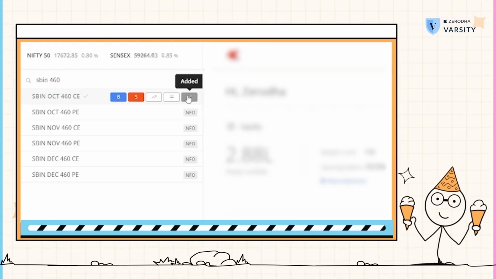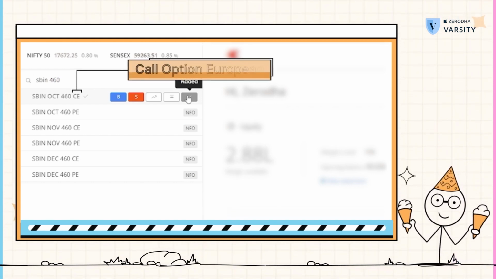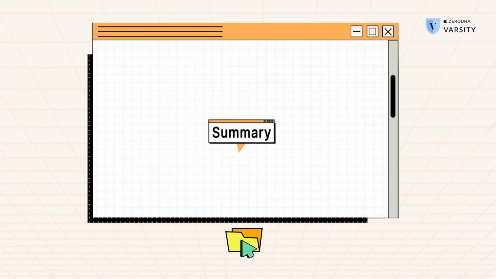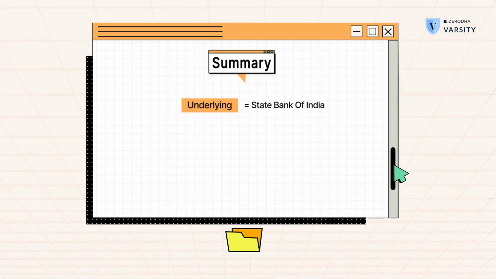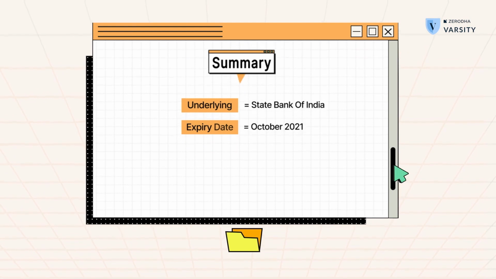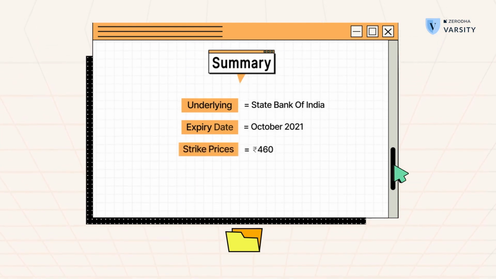The last bit here is CE, which stands for call option, European in nature. Let's not worry about it right now. We will talk about it much later in the series. Now, I've loaded this instrument on my watch list. Just to summarize, the underlying here is SBI. The expiry is on the last Thursday of October, so it's an October series option. The strike price here is 460.